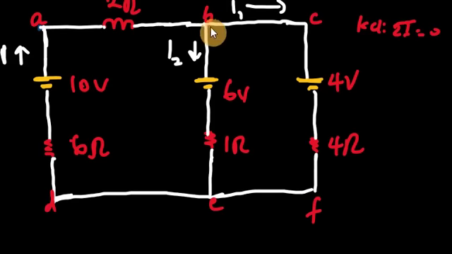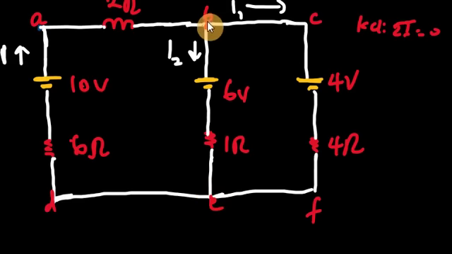If you notice here, this is a junction. This is a junction. And this is also a junction. A junction is a place where three or more wires meet.